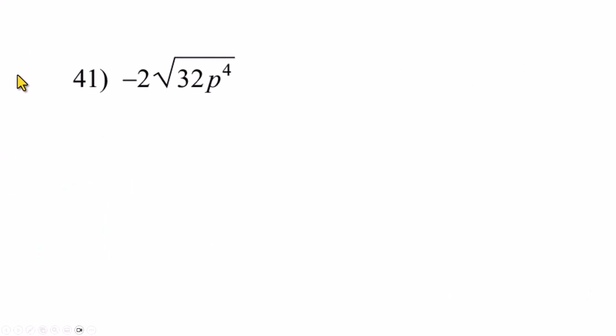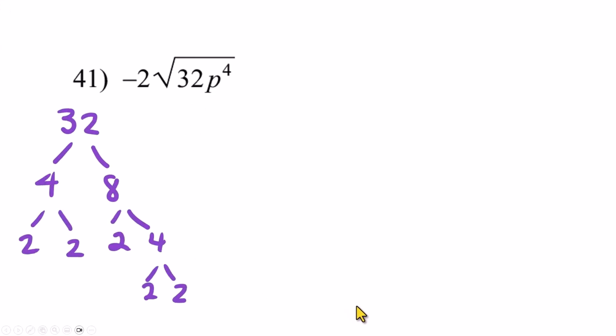All right, number 41. The -2 is on the outside. We've got to deal with what's on the inside. So I have a 32. Let's pretend you don't know your perfect squares, or you just blanked out because this is a final exam and you're freaking out. You might make something like this called a factor tree.